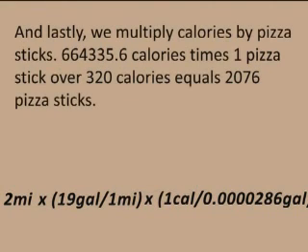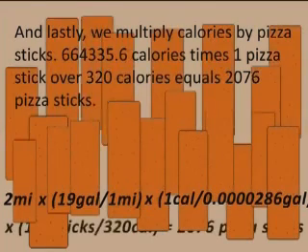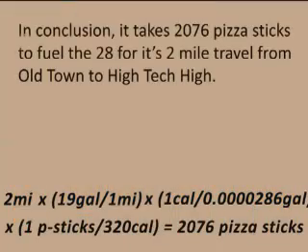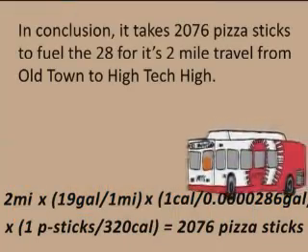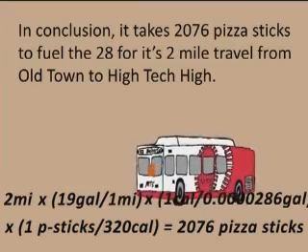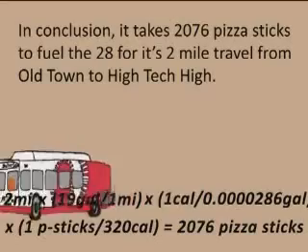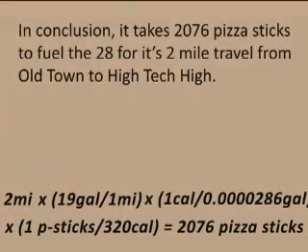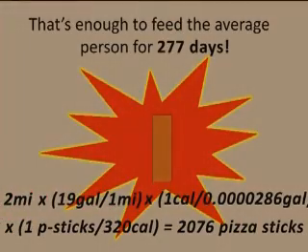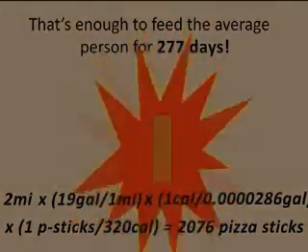And lastly, we multiply calories by pizza sticks. 664,335.6 calories times 1 pizza stick over 320 calories equals 2,076 pizza sticks. In conclusion, it takes 2,076 pizza sticks to fuel the 28 for its 2-mile travel from Old Town to High Tech High. That's enough to feed the average person for 277 days.